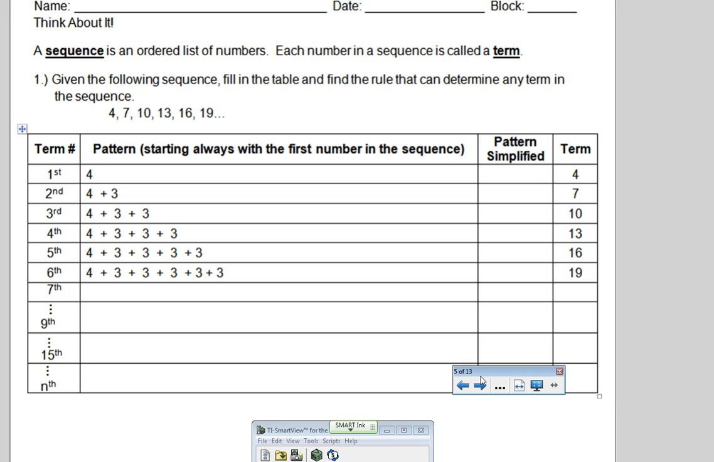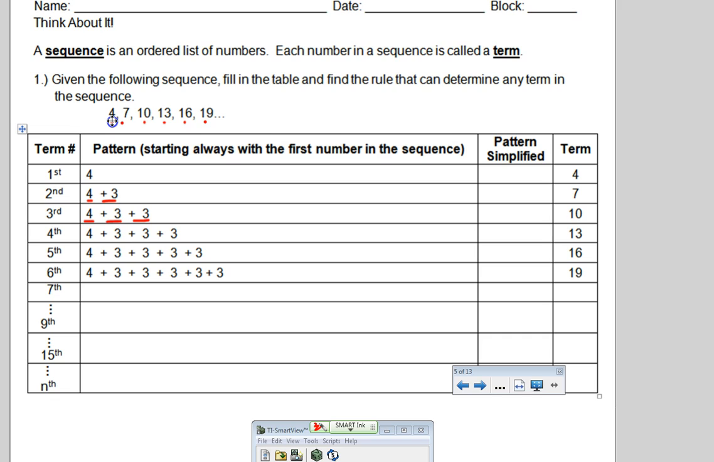There's a pattern involved. Each number in the sequence is called a term. So we have the first term is 4, the second term is 7, the third term is 10, the fourth term is 13, the fifth term is 16, and the sixth term is 19. So in our pattern, we have 4 as the beginning initial number, and our first term is 4. To get to the second term, we had to do 4 plus 3, and that gave us the 7. And to get to our third term, again, starting at 4, we did 4 plus 3 and another 3, etc.